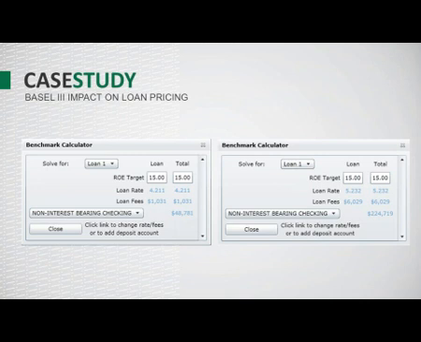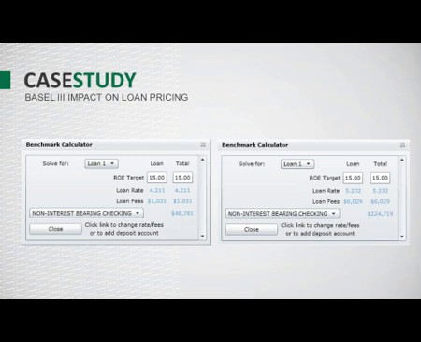On the right-hand side of this screen is our highly volatile commercial real estate loan. Again, we're shooting for 15% ROE. But what you see here is we'd actually need just about a point higher, 100 basis points higher on our loan rate in order to achieve that 15% threshold in this case.